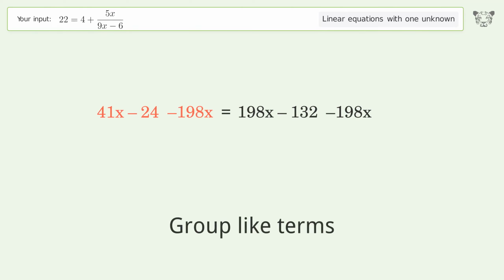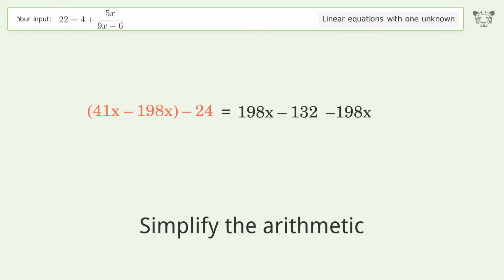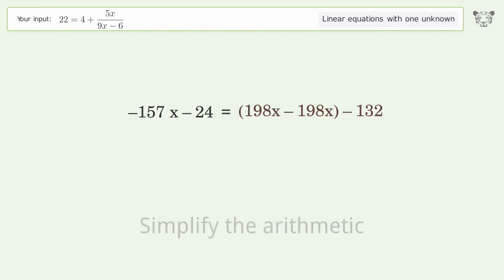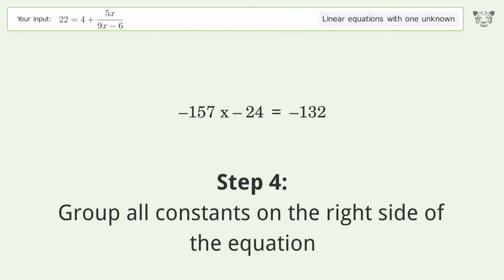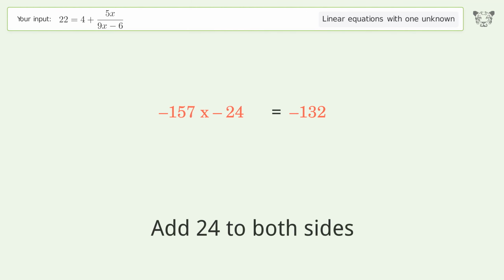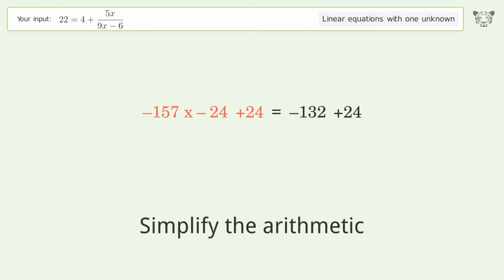Group like terms. Simplify the arithmetic. Group like terms. Simplify the arithmetic. Group all constants on the right side of the equation. Add 24 to both sides. Simplify the arithmetic.